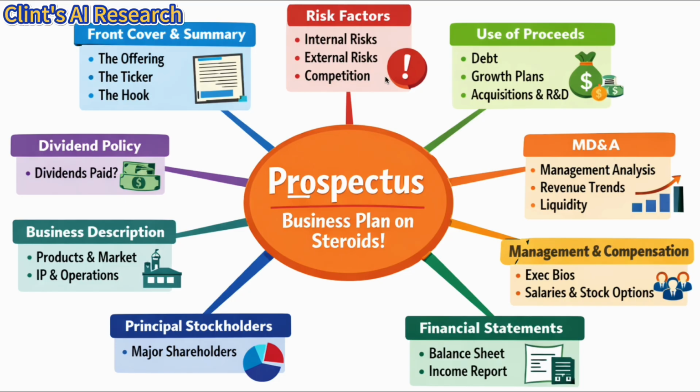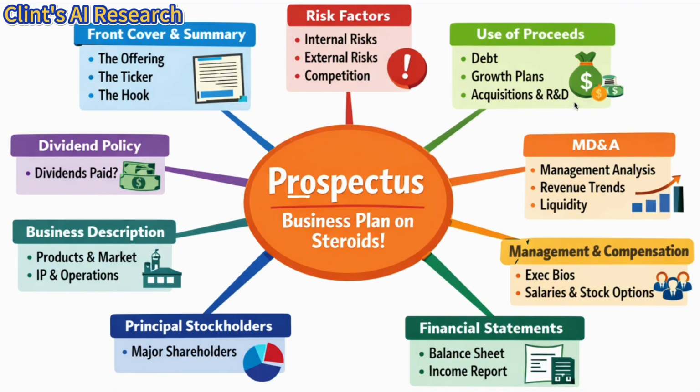Phase 2. The money trail. Investors want to know where their cash is going and what they get in return. 3. Use of proceeds. What exactly will you do with the IPO money? Debt. Paying off old loans. Growth. Opening new global offices or hiring 500 new engineers. Acquisitions. Buying up smaller competitors to gain market share. R&D. Developing the next big thing.